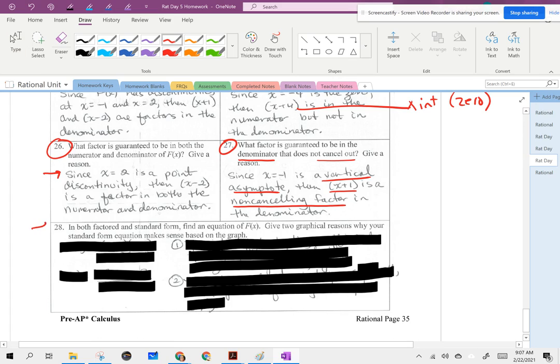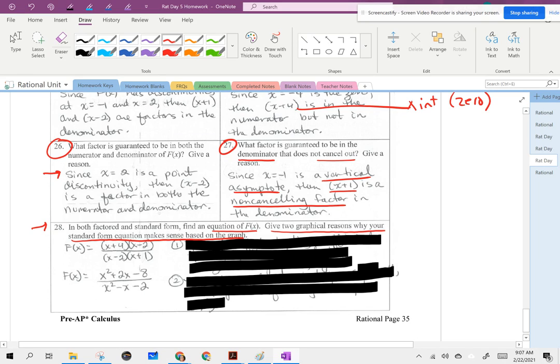Number 28, in both factored and standard form, find the equation of f of x. Give 2 graphical reasons why your standard form equation makes sense based on the graph. So the first thing we need to do is take all of the preceding information and put it in proper factored form. And then we need to multiply it out. And then once we do that, we can look at seeing if our horizontal asymptotes make sense as well as our y-intercepts.